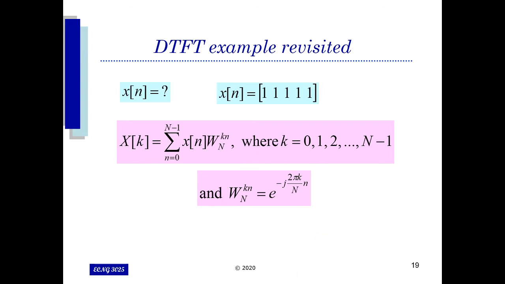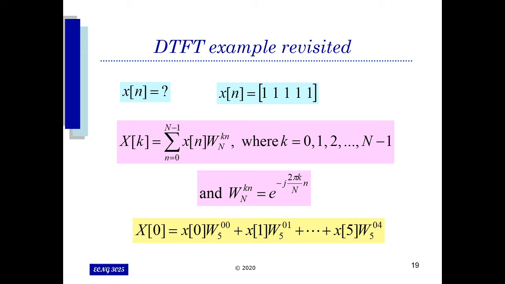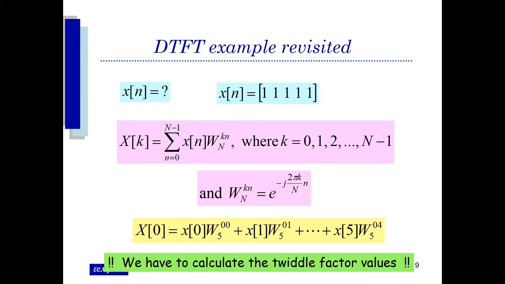If we try to expand this out accordingly and say, okay, let's calculate X[0], we can see very easily that we're going to have W5^0, then W5^(0·1), then W5^(0·2), keep on going all the way up to W5^(0·4). And each one of these twiddle factors, we're going to have to calculate. And expanding this out, because we only calculated X[0], that means we're going to have to calculate X[1], X[2], X[3], and X[4] accordingly.